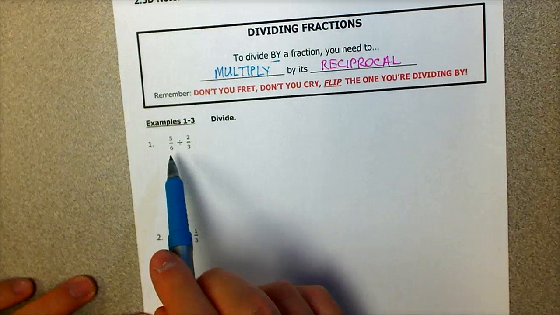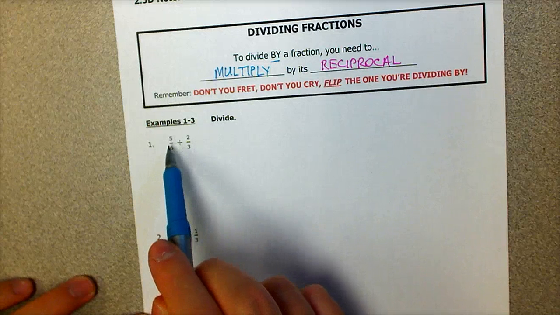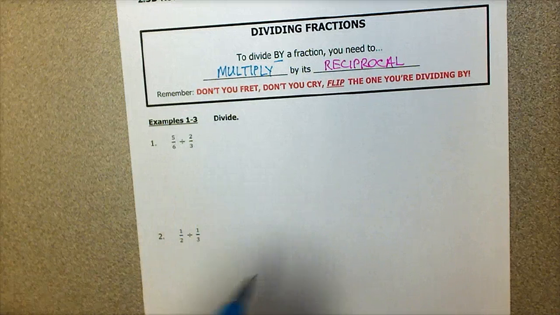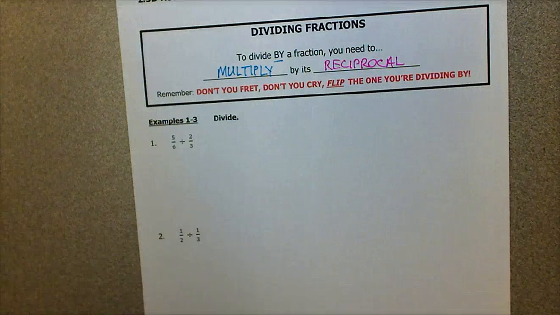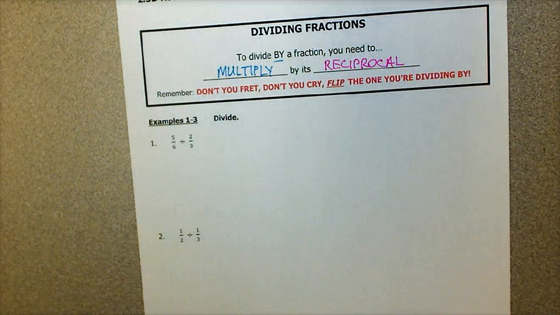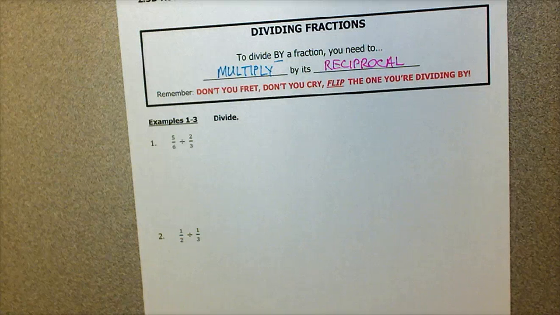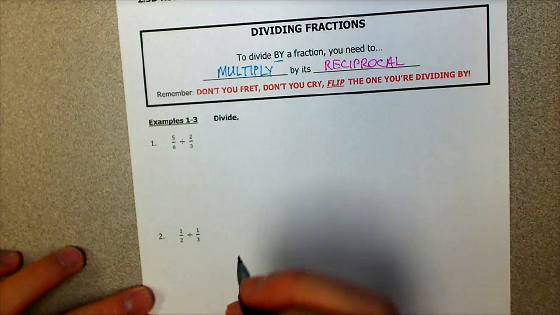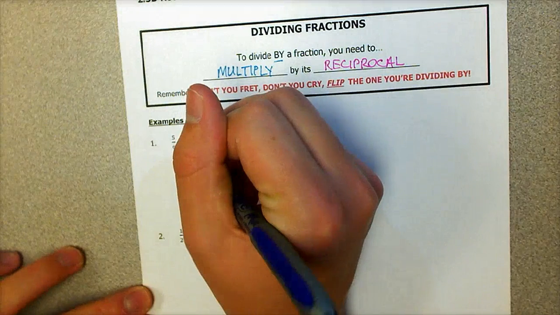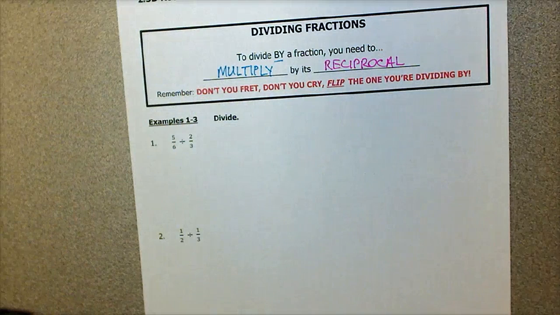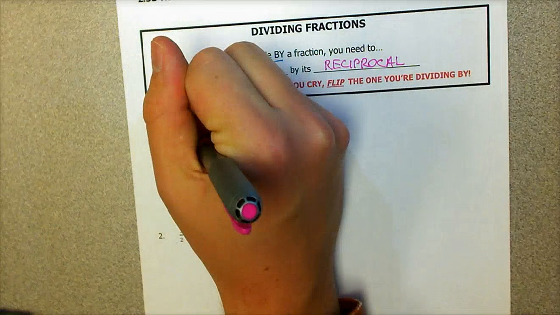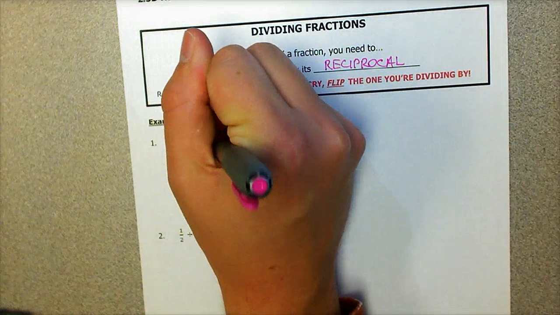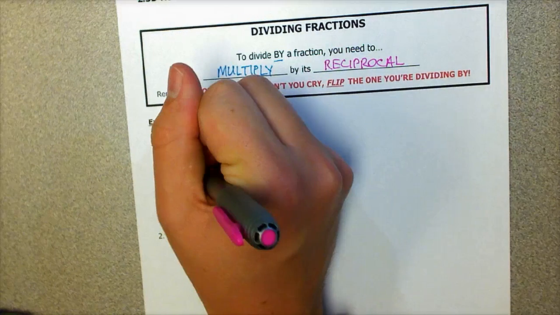Starting with number 1, we have the fraction 5/6 divided by 2/3. The most common mistake I see when students are trying to divide fractions is they flip the incorrect fraction or they flip both fractions. So you always flip the one you're dividing by. So the 2/3 here, that is the fraction that we're going to flip, and 2/3, its reciprocal, becomes 3/2.